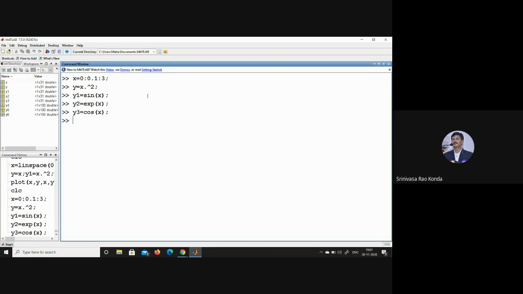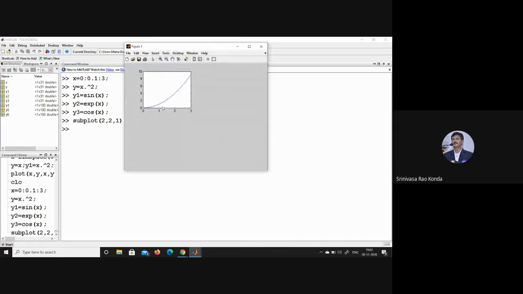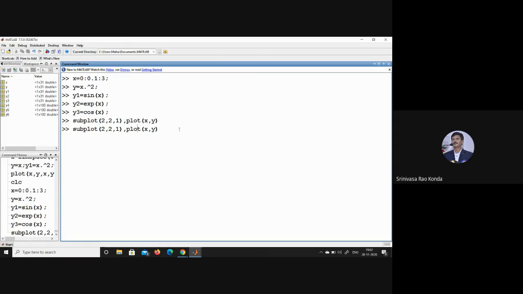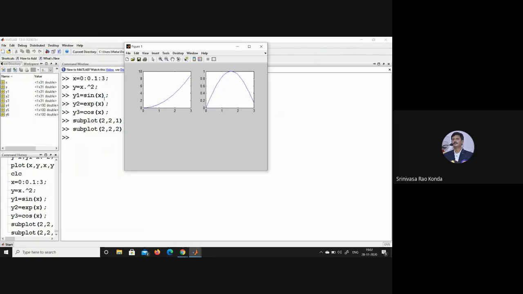Now, what we are doing? Subplot. What is this one? subplot(2,2,1), plot x comma y. This is a figure window. Here it came. This diagram is y is equal to x squared. Next, subplot 2, 2, 2, plot x comma y1. That is y is equal to sin x.